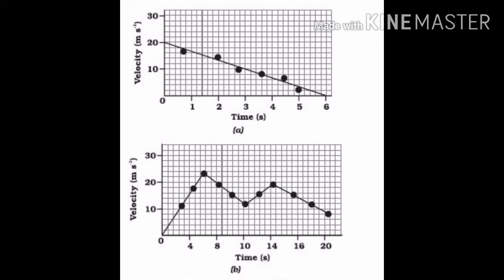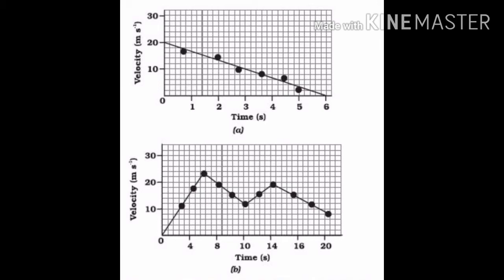decreasing with time. In the second graph, there is no constant increase or decrease in the velocity as time passes. So the second graph is a velocity-time graph which represents the non-uniform motion of an object. These two are examples of non-uniform motion of an object because the velocity is not constant throughout the time duration. There is variation in velocity at different points.